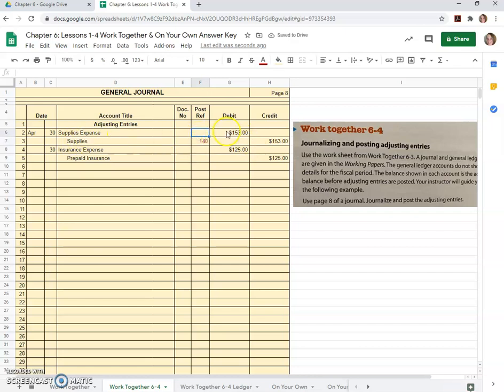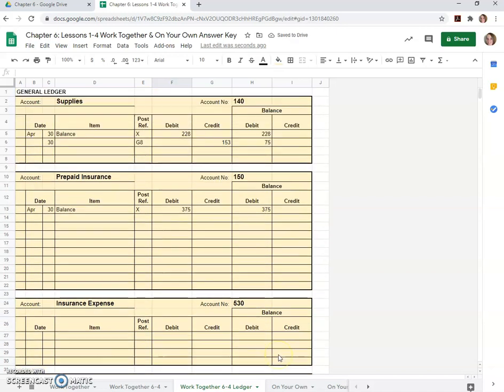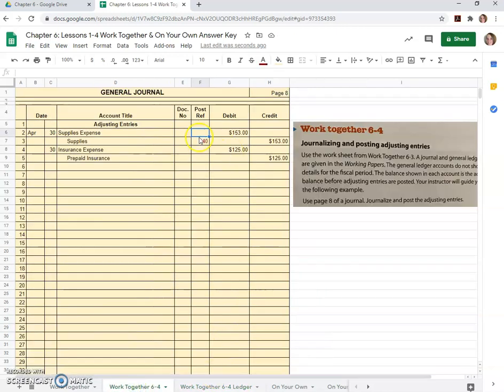And then supplies expense, same thing, the 153, the other part of that. And there was no balance, and that's okay. And this was journal page 8, and it was a $153 debit. And then now we've posted, so we'll put that account number 550 back here.